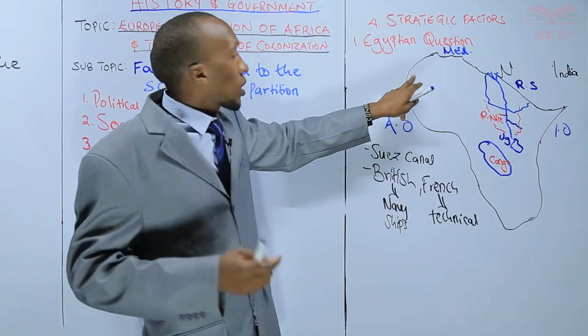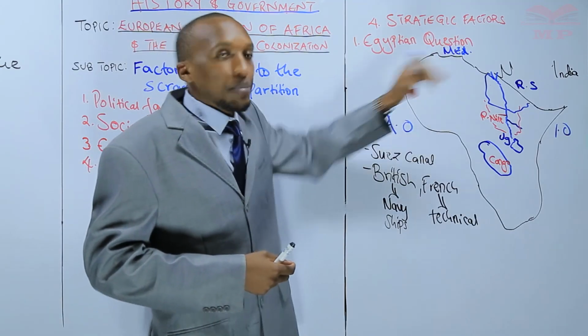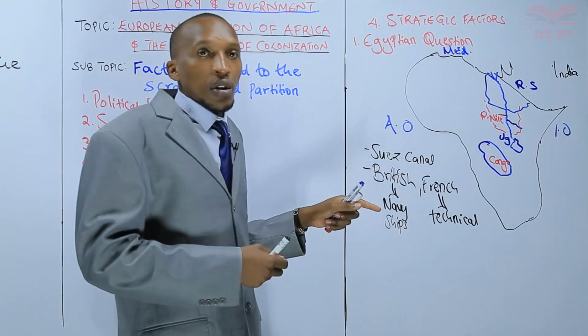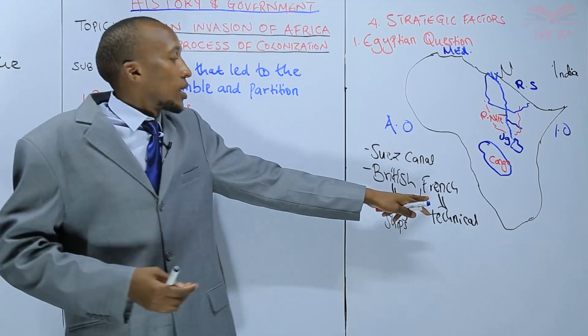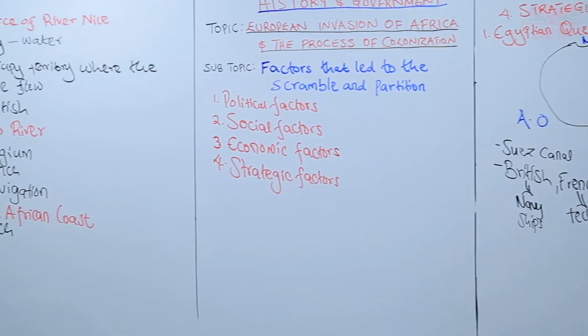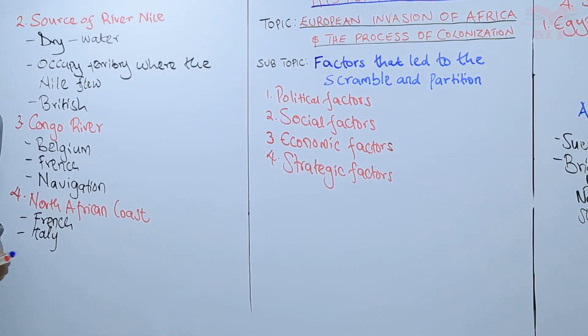Here on your map, you can see today we have Morocco, we have Algeria, we have Libya, right? We have Tunisia. Most of these countries were made by or were led by the French. So it was very important for them to control that. They were competing with Italy, which was also interested in controlling that land.